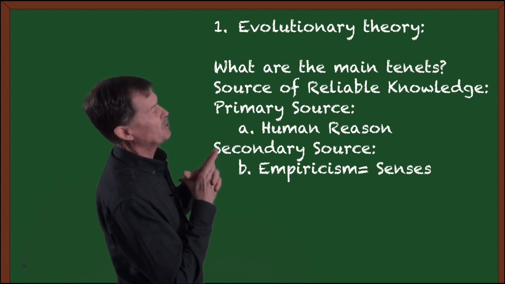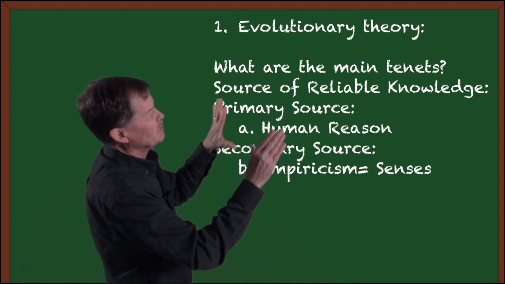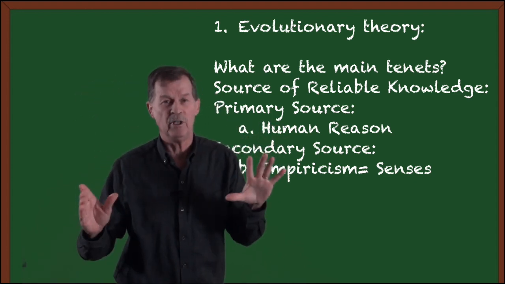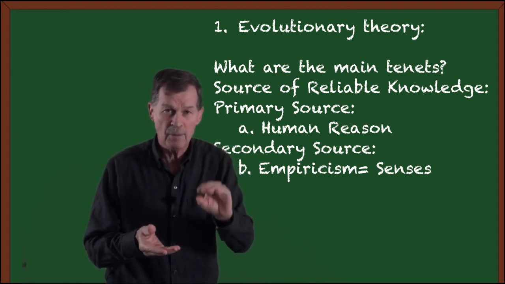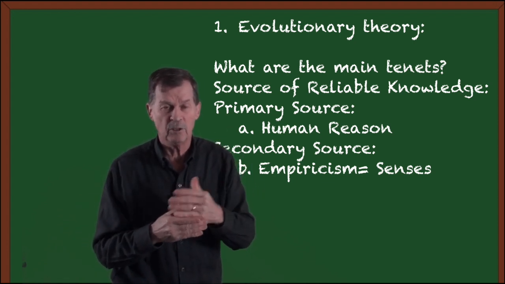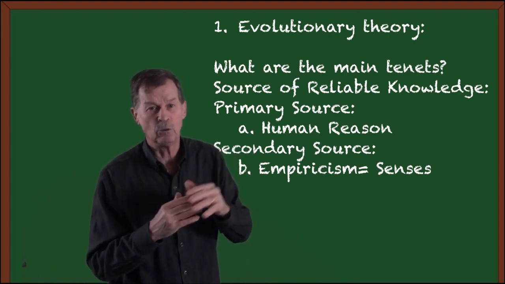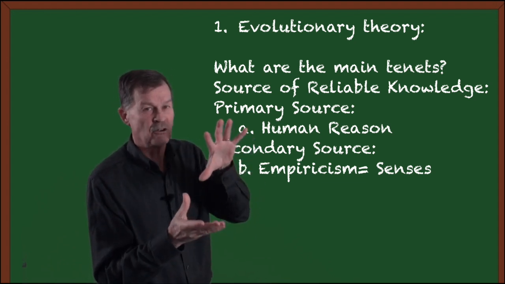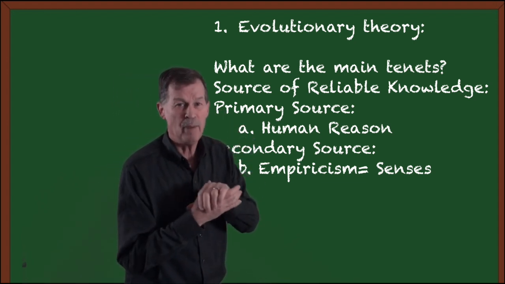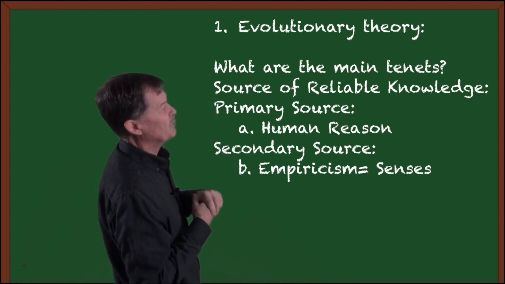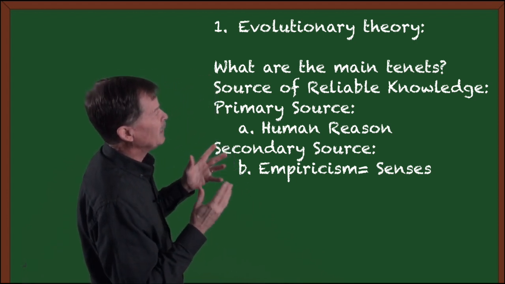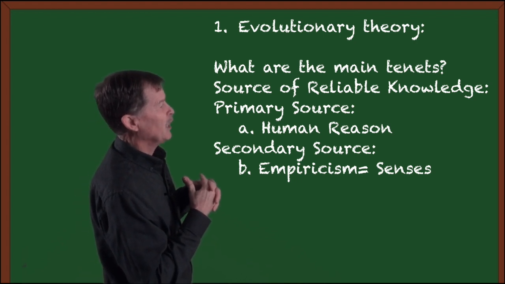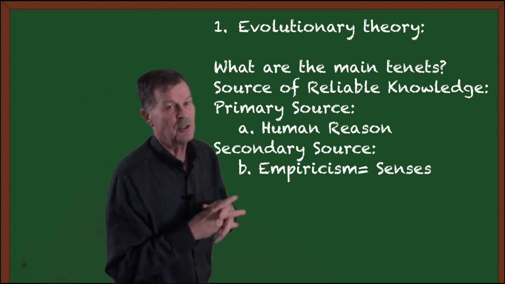Okay, what we're going to look at is, in general, the evolutionary theory. Even though there are two subclasses, the Darwinian evolution and the punctuated equilibrium evolution, they are still in agreement as to the main tenets of their evolutionary theory. What are the main tenets? Their source of reliable knowledge. What is their primary source?